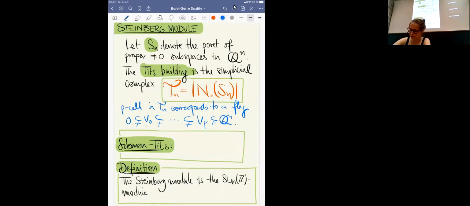And the homotopy type of this simplicial complex is determined by the Solomon-Tits theorem. So we know that this is homotopy equivalent to a wedge of (n minus 2)-dimensional spheres, and it's a countably infinite wedge, in fact. But we won't need that for this talk. All we need is that this means that its reduced homology is concentrated in one degree, in degree n minus 2. So given this theorem, we can define the Steinberg module as this non-zero reduced homology group.